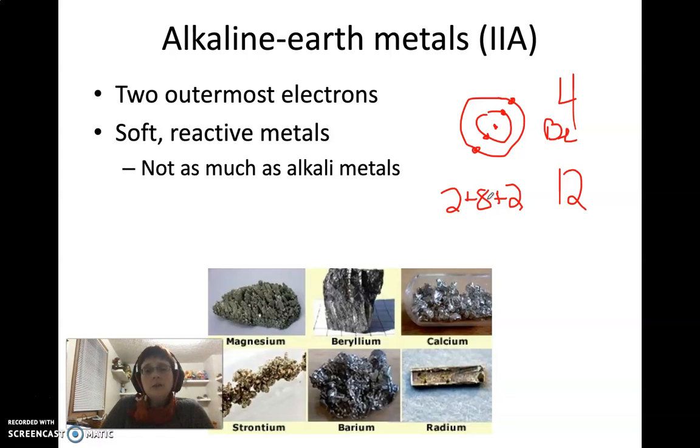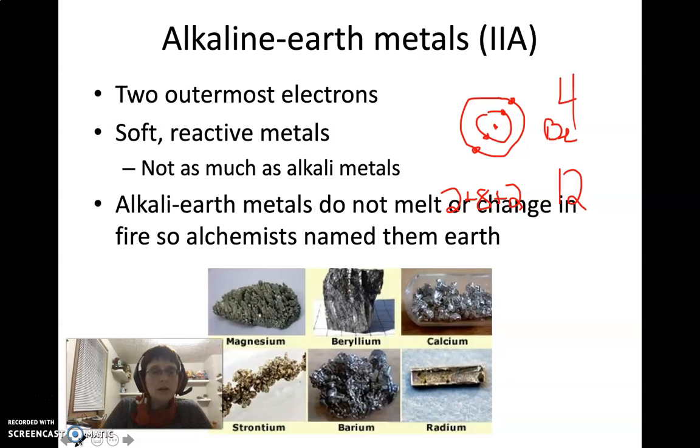These guys are also going to be reactive. They are going to be soft on their own. Again, generally not found very often as their own individual metals. Some of these, like when I listed them off, may have sounded familiar, like magnesium and calcium. Barium might have sounded familiar. Some of them are ones that we need.